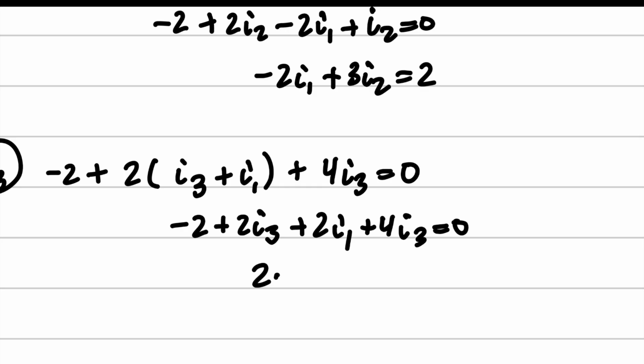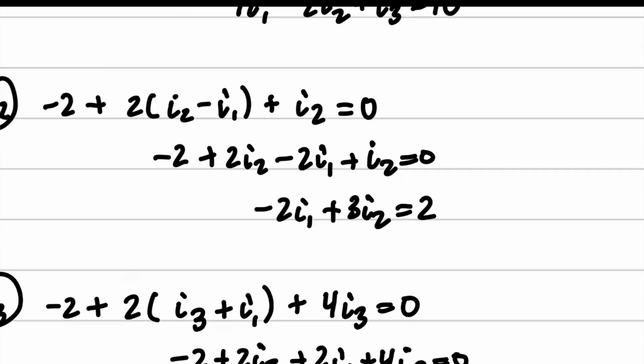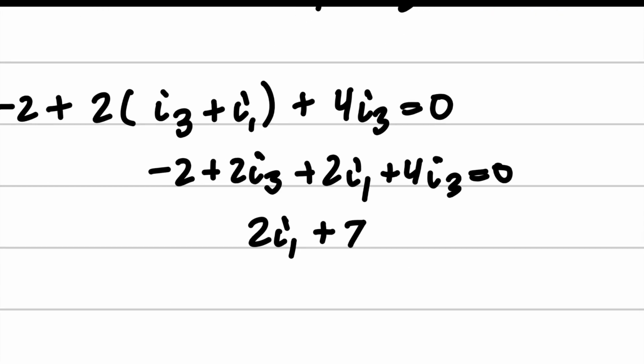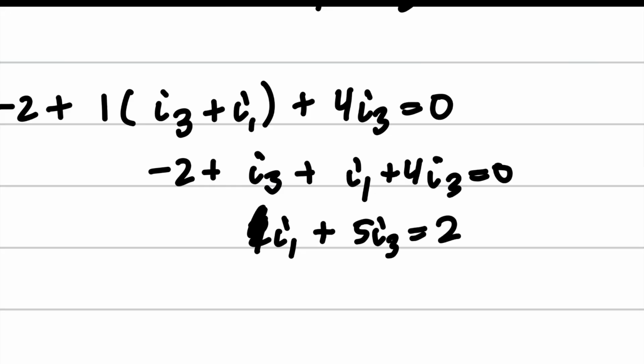And we get 2I1 plus 7. Sorry, I think I made a mistake. Yep, it's 2 ohms, not 1. I mean, it's 1 ohm, not 2. 1 right here. So then that means this would be I3 and I1. And we will get 5I3 equals 2. And this will be I1. So our last equation would be I1 plus 5I3 equals 2.